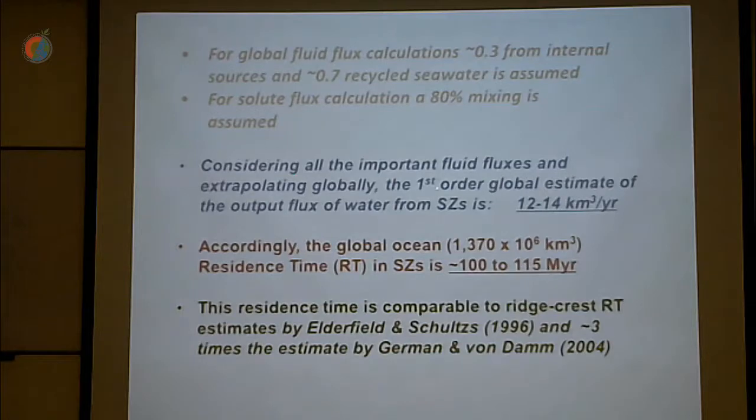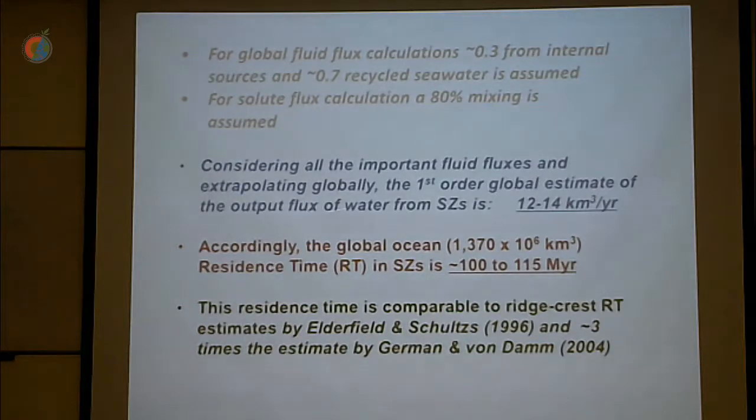So the question is, when we take into account this fluid flux as well, we are coming up with this number instead of 2.4 to 0.9. They are coming out with this flux of fluid from the forearcs, 12 to 14 cubic kilometers per year.